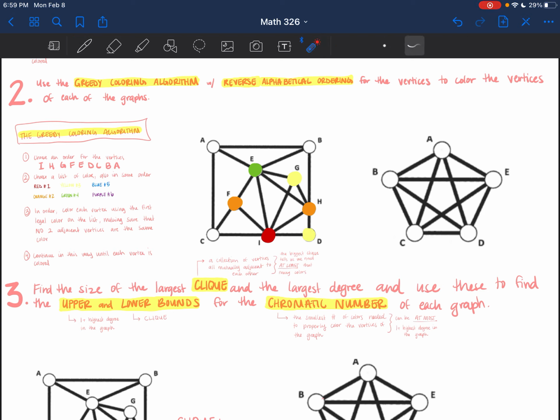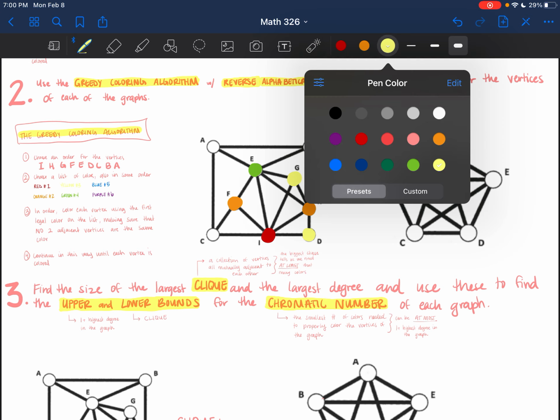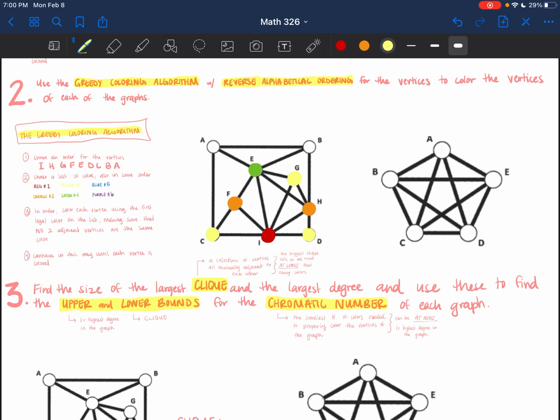After D, we look at vertex C. C is touching I, F, and A. Don't have to worry about A because it's not colored in, but I is red and F is orange, so that means C also has to be yellow, just like D was. Only 2 more vertices left for this graph.